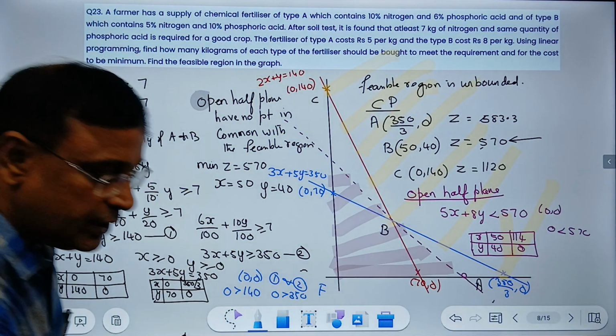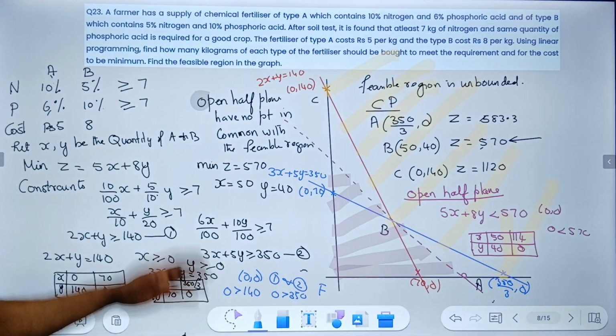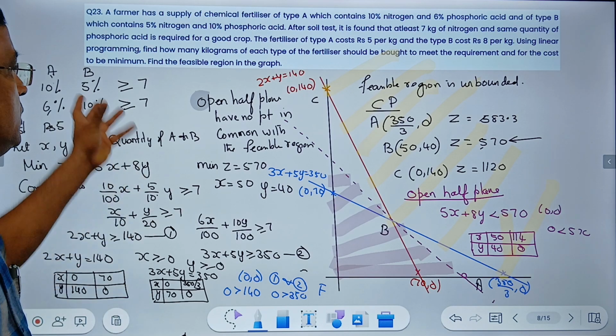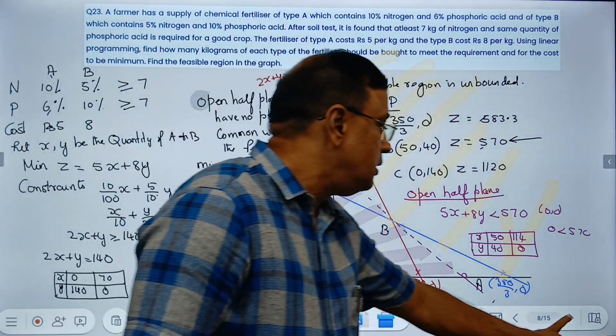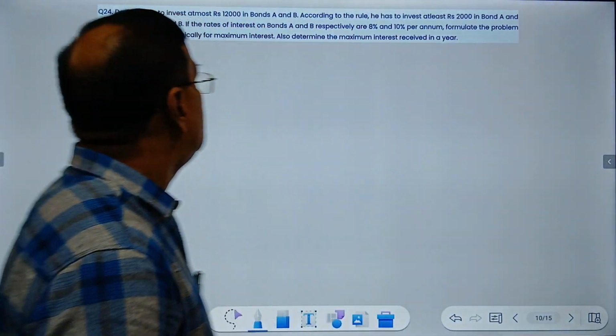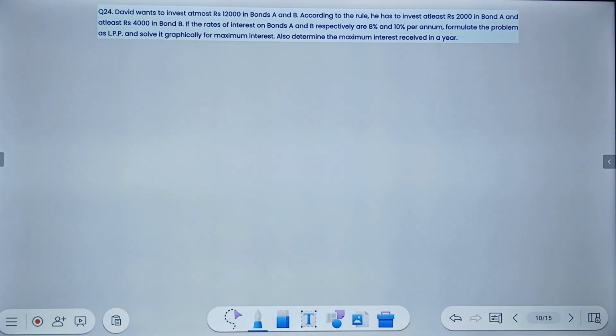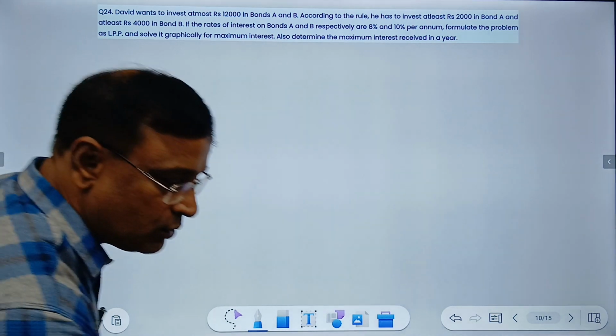It's a very simple, straightforward question. Isn't it easy? It's unbounded. The only thing is, the difficulty is always in forming the equation. If you get the equation right, the method is the same. Okay. Now let's go to the next question. What is question number 24?